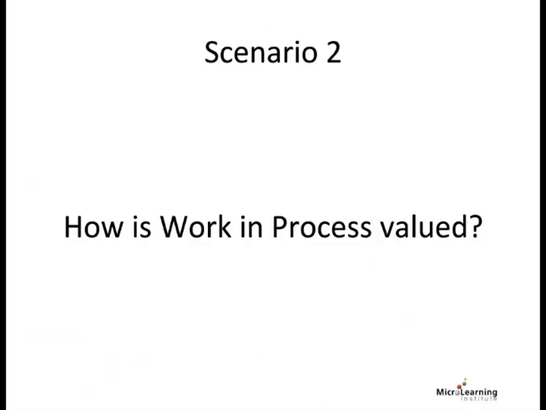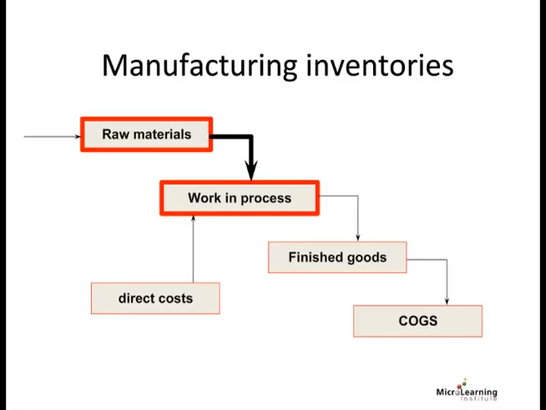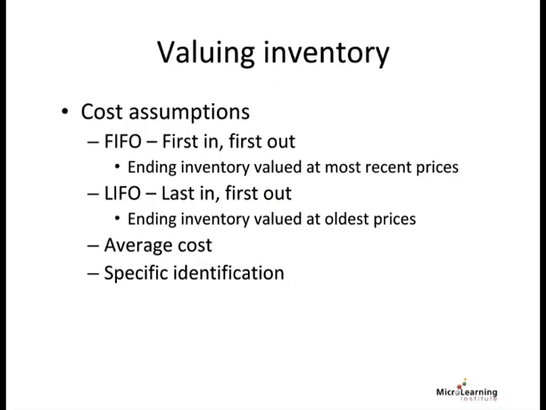Continuing the manufacturing example, we now consider how work in process is valued. Raw materials inventory can be released to work in progress in a number of ways. The main options are FIFO, that's first in, first out, LIFO, that's last in, first out, and average cost.